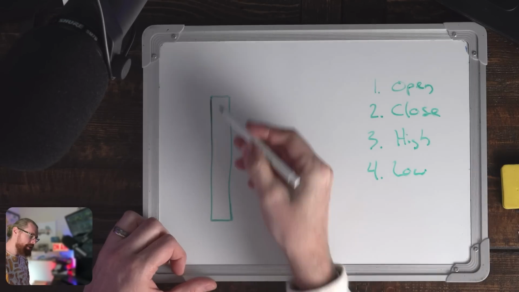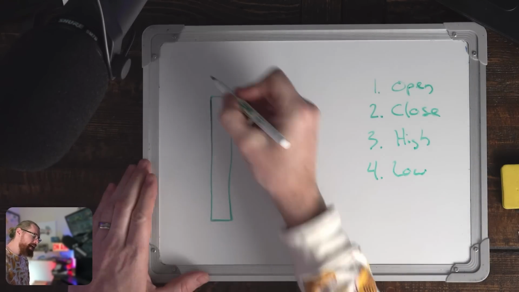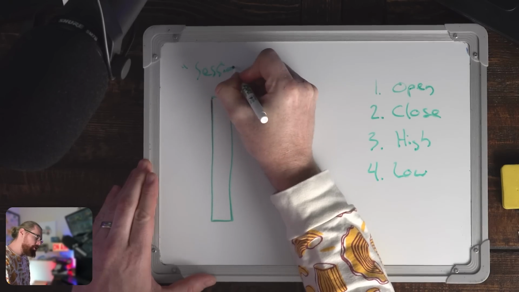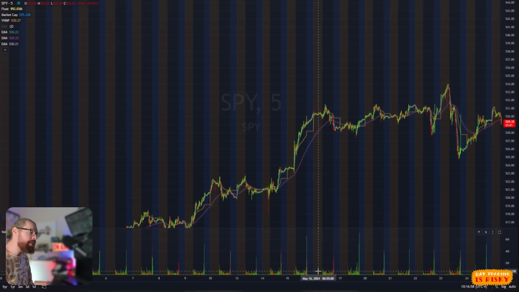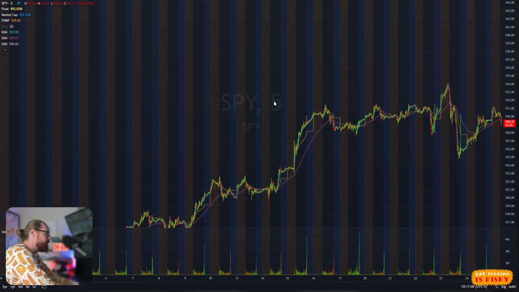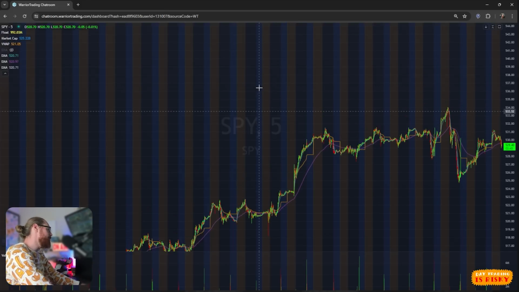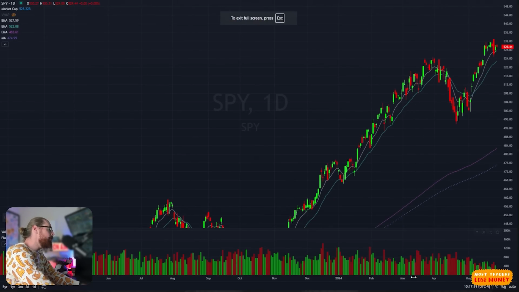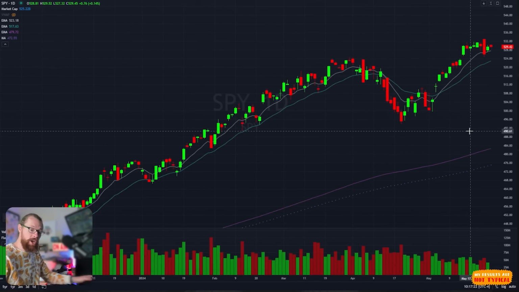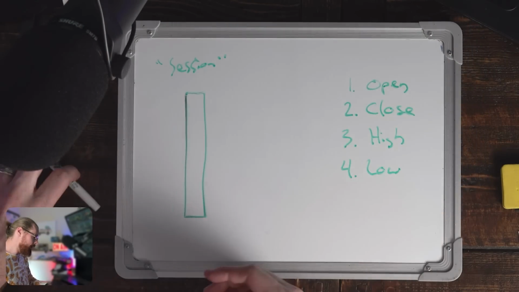An individual candlestick is created based on 4 pieces of information: the open, the close, the high, and the low of this session. The phrase session refers to the period of time for the chart that you're looking at. So if we're looking at a 5-minute chart, as we are here on the S&P 500, each one of these candles represents 5 minutes of time. It's a 5-minute session. Now, if we switch to a daily chart, then each candle represents a full day of time.